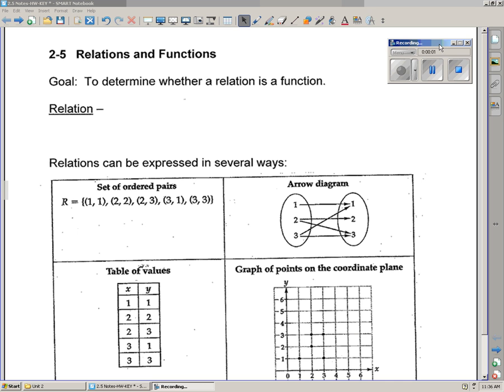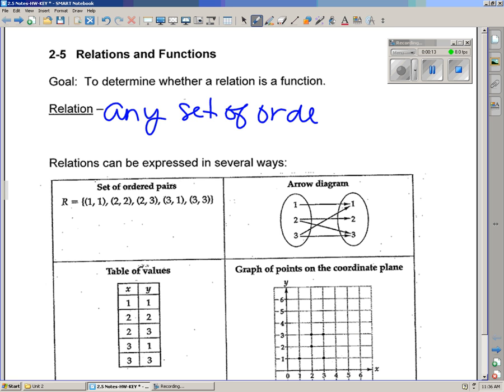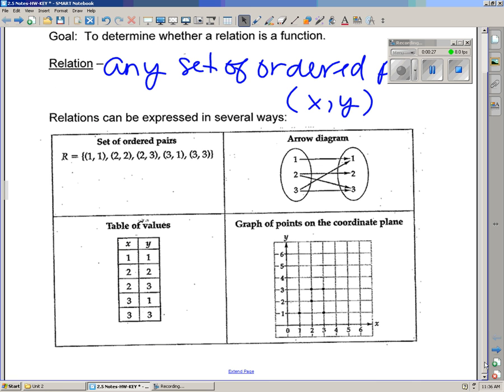For today's lesson, we are going to talk about relations and functions. What you need to know is that a relation is any set of ordered pairs. Also remember that an ordered pair is just an x and a y value. So any set of x, y values, ordered pairs, that's what we're looking for. Relations can be expressed in a whole bunch of ways.